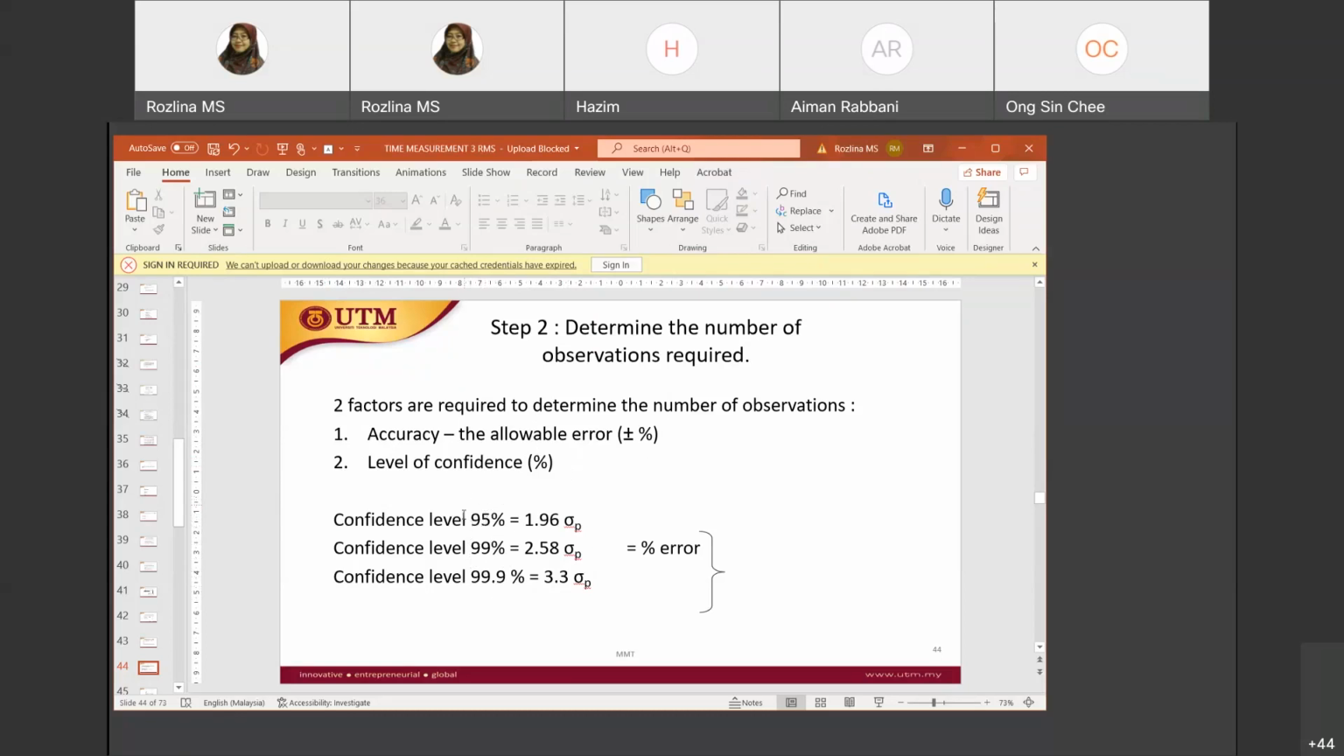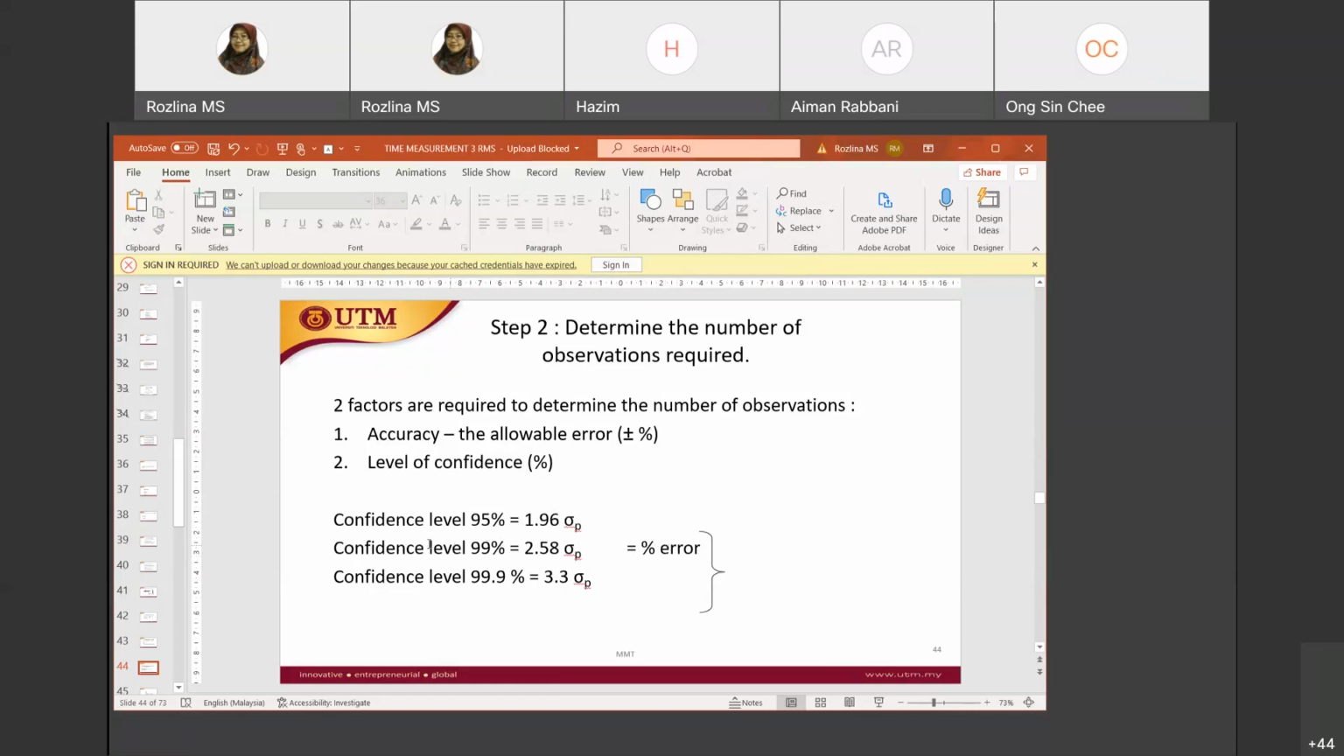So if you just put 95%, you will use this formula: 1.96 sigma P equal to the percentage error. So if the percentage error is 5, then 1.96 sigma P equal to 5. If 5%. Okay, if 10, then 1.96 sigma equal to 10. The percentage is not 0.1, it is 10.